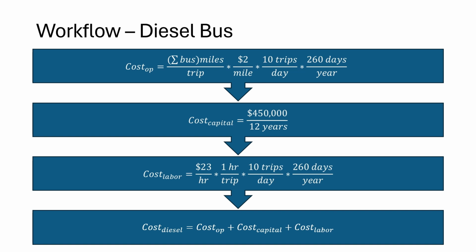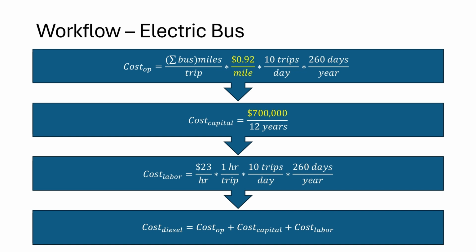Then, we calculate the annual cost of labor by multiplying $23 per hour by 1 hour per trip or route, multiplied by 10 trips per day for 260 days per year. Finally, we add the operational costs, the capital costs, and the labor cost to get the total annual cost for the diesel bus. The workflow for the electric bus is almost identical to the diesel bus.